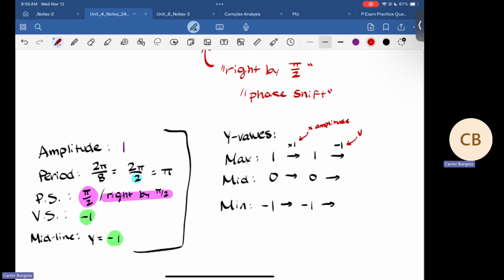This is our vertical shift. Down by 1. 1 is going to become 0. 0 is going to become negative 1. And negative 1 is going to become negative 2. These are my new max, mid, min.